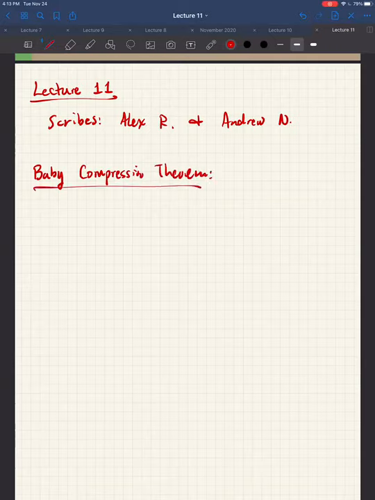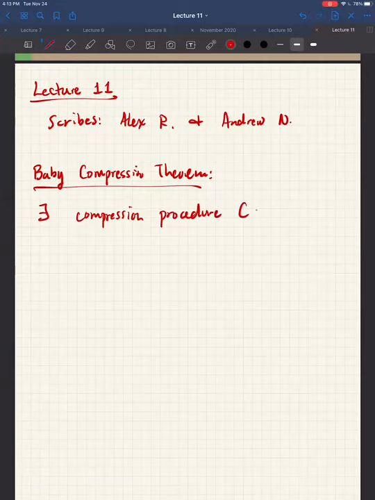There's going to be a couple of simplifications. So, what does it say? It says that there exists a compression procedure, an algorithm, which we call C, and it maps uniform game sequences to uniform game sequences, right? Just like last time.